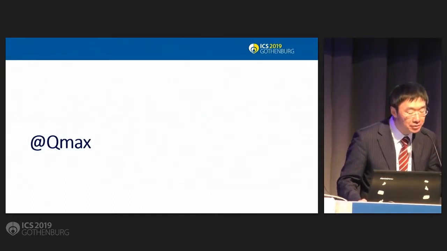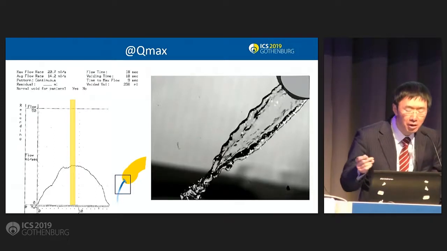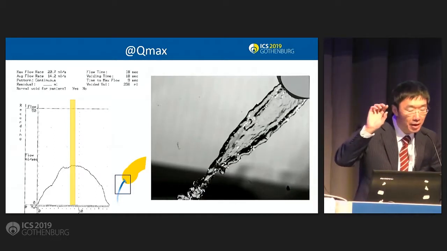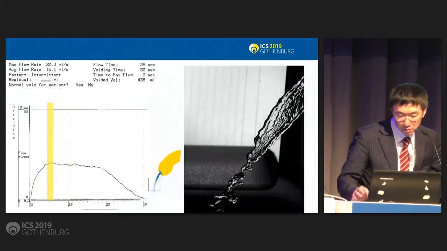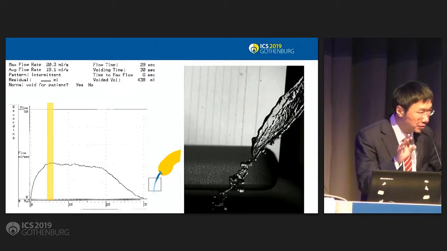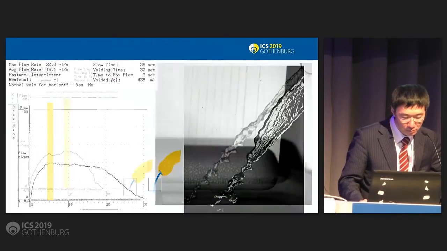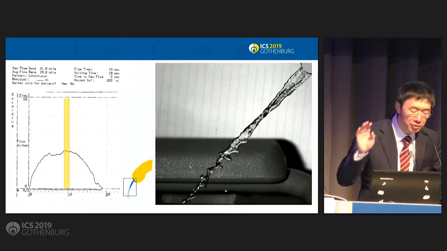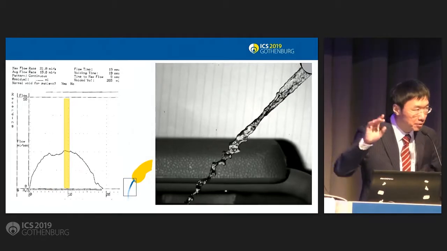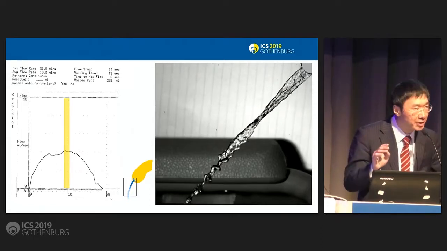First, I present the findings at Qmax. We can see the shape of urine flow clearly, and we can detect the vorticity in anti-clockwise direction. Similarly, we can find the vorticity at Qmax, like this. This is urine flow in a young man. Qmax is not so different from the previous urine flow, but the shape of urine flow is more linear in the young man.